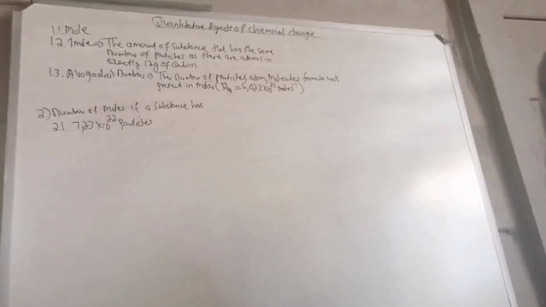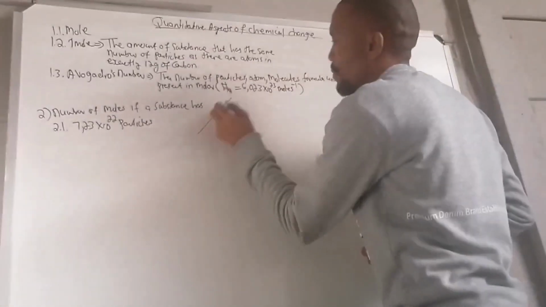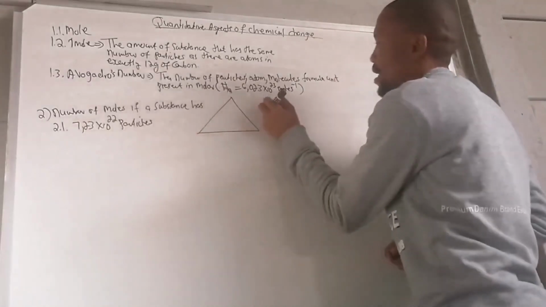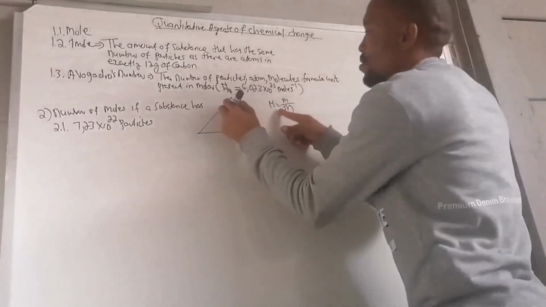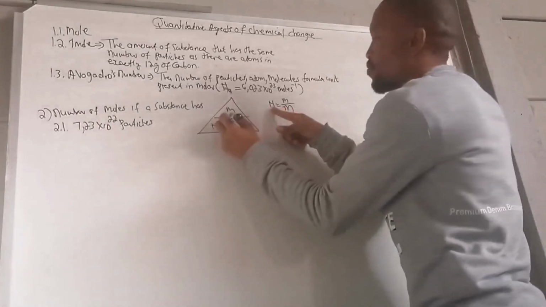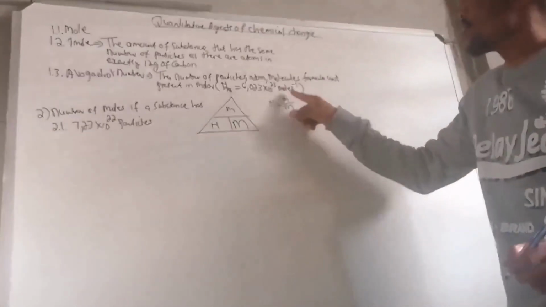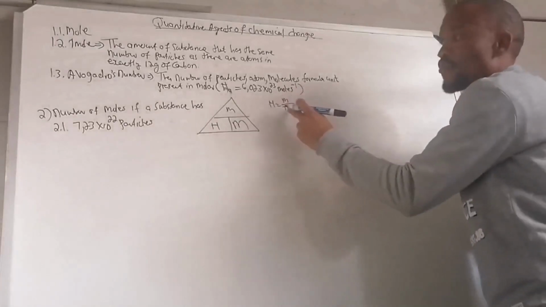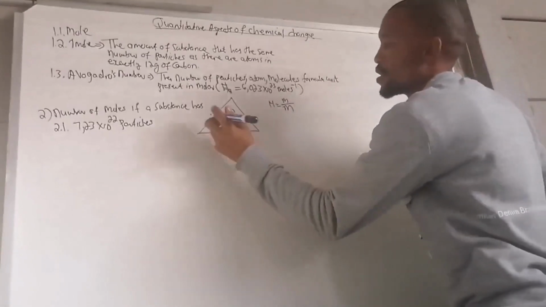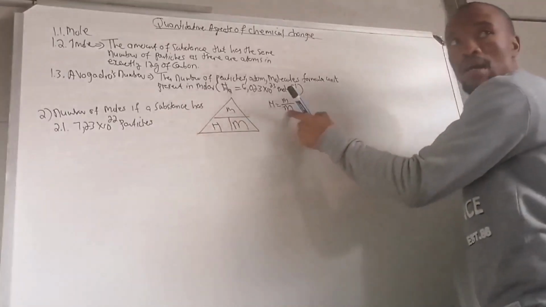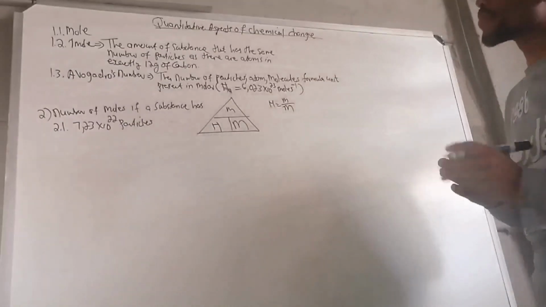Again, the number of moles. Now I know, again, the triangle of Amadeo Avogadro. Number of moles equals mass over molar mass. Mass equals number of moles multiplied by molar mass. Because the number of moles is the mass divided by molar mass.